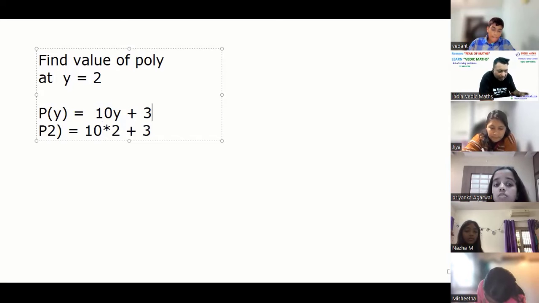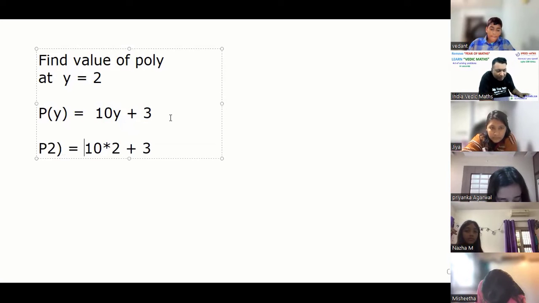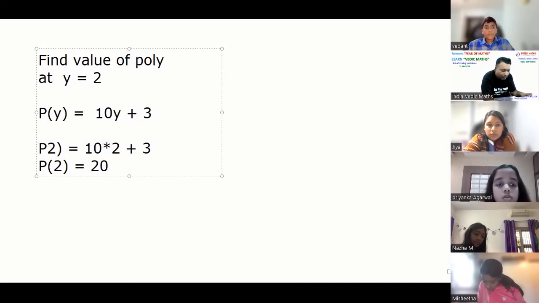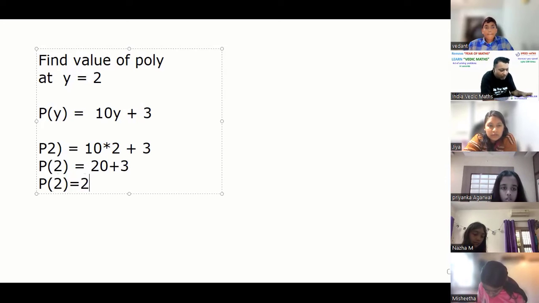This step is clear? You know what Jia is asking, shall we do multiplication first or addition? Obviously multiplication because of BODMAS. So Kanak, y will not be here because you substituted y as 2. So P of 2 is 20 plus 3, or 23. That's it.